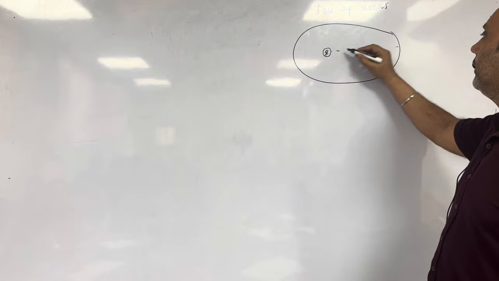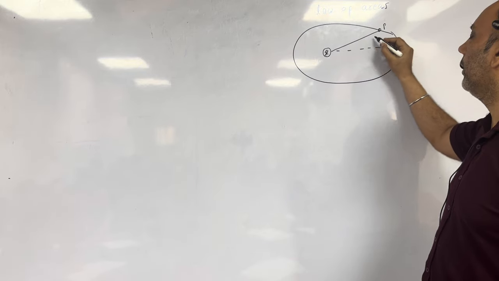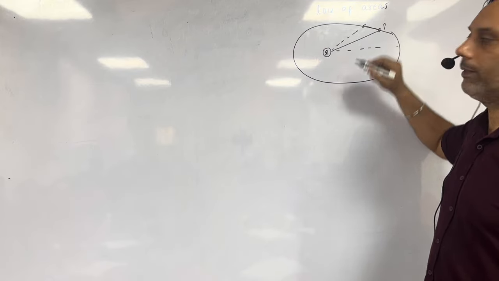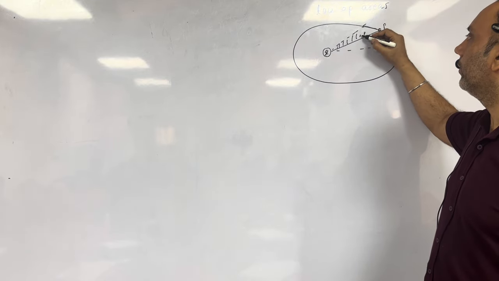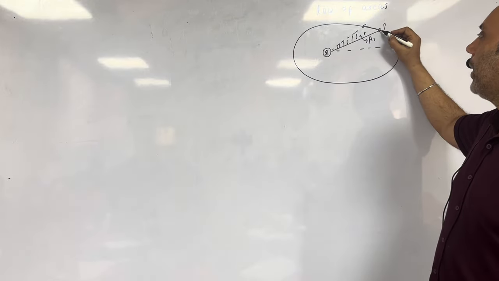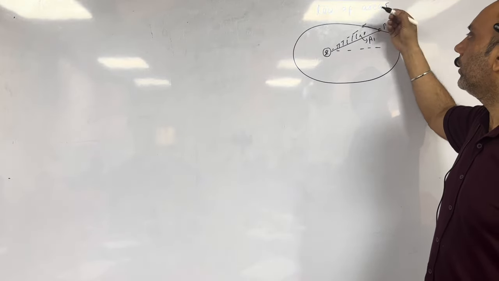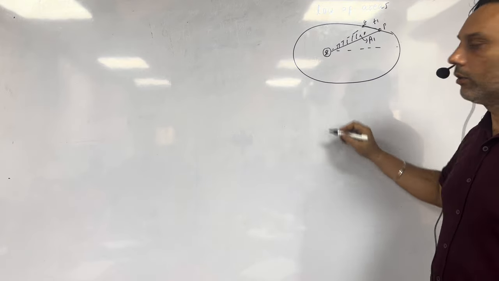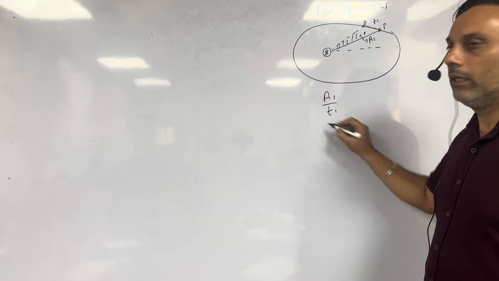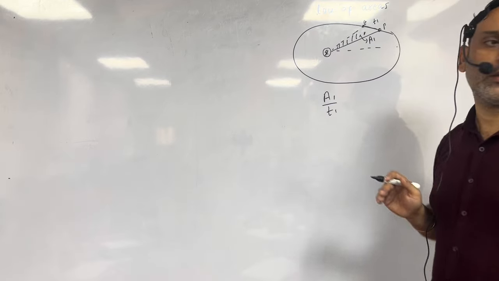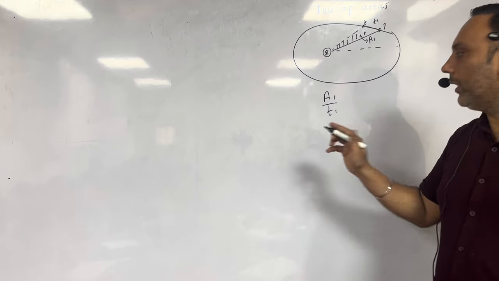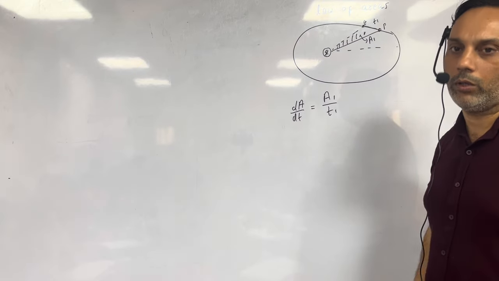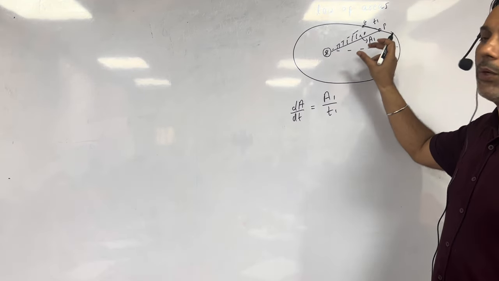When a planet is revolving around sun, then it sweeps a particular area in a particular time. Suppose that area is A1, and the planet is moving from initial point to this final point, say B. So the area covered is A1 and time taken here is T1. So A1 by T1 is areal velocity. This areal velocity must remain constant. We can find it very easily: dA by dt. So area covered per unit time.